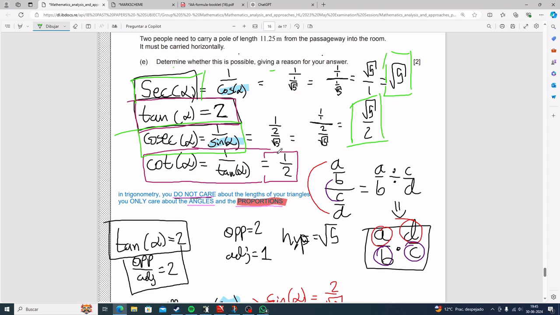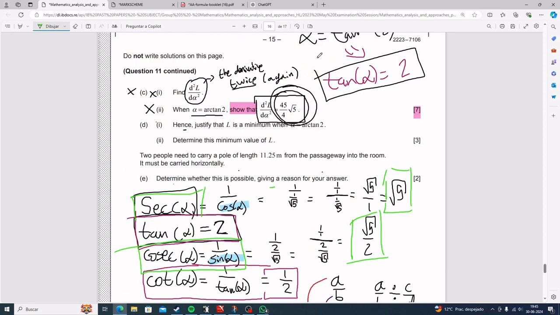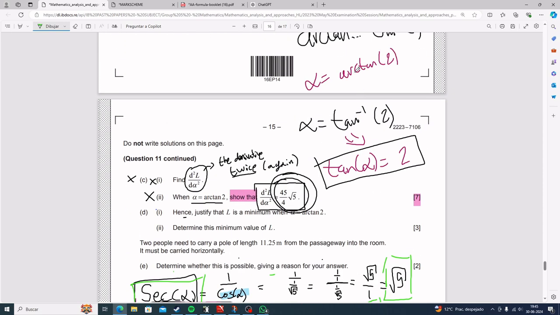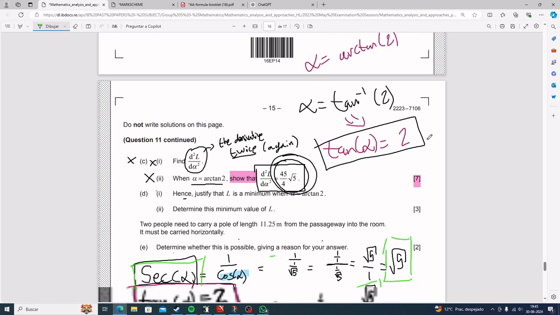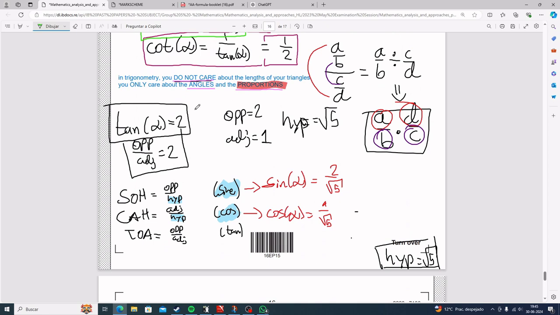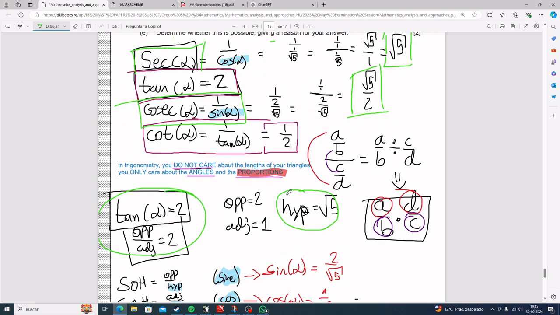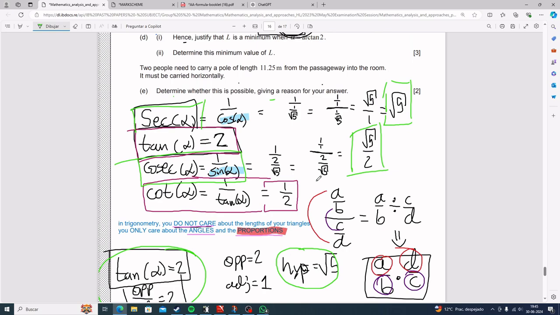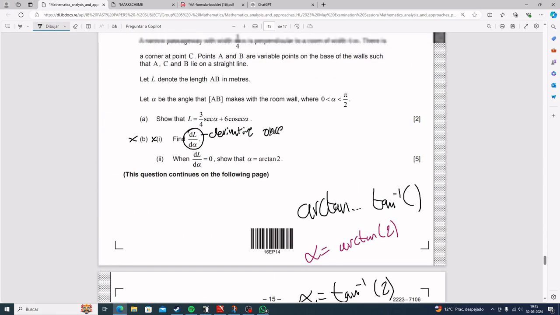So in trigonometry, you do not care about lengths of triangles, only about the proportions. So if they tell you that alpha equals arctan 2, that means tangent of alpha equals 2. And that gives you so many different proportions over here. It lets you get the hypotenuse, etc., and you can just plug everything in, right? So be wary of that. Be conscious of that. Okay, that was a lot of stuff.